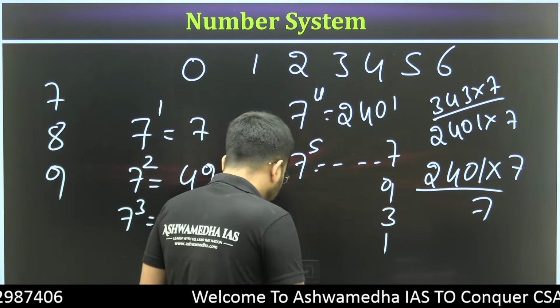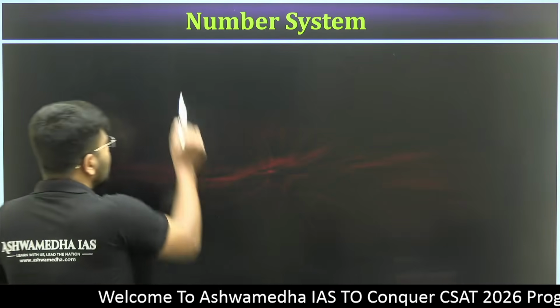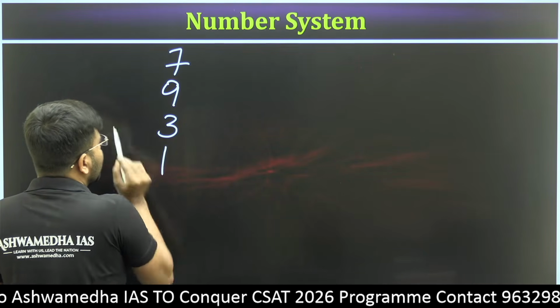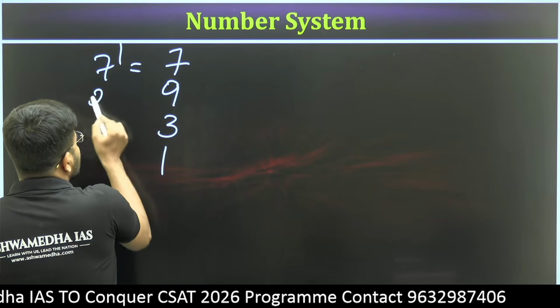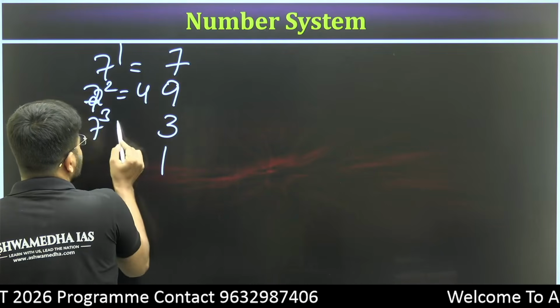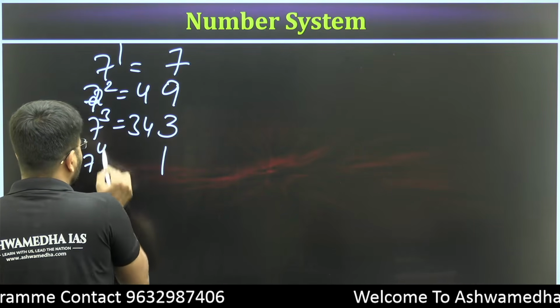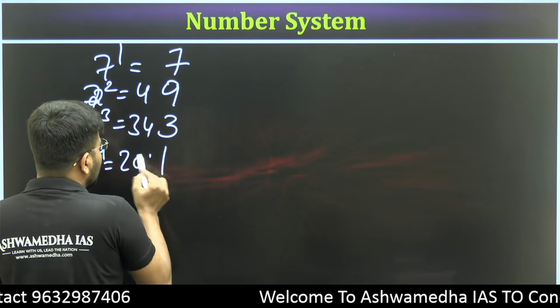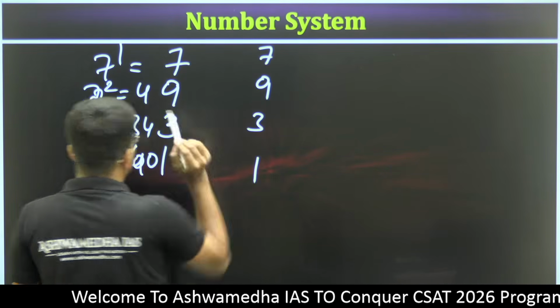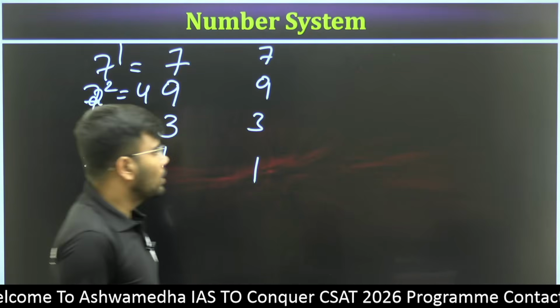Similarly, what you are supposed to do? Now tell me. That is what? 7, 9, 3, 1. 7 to the power of 1 is 7. 7 square is 49. 7 cube is 343. 7 to the power of 4 is 2401. Whatever the number comes, again it comes 7, 9, 3, 1. Take the power.